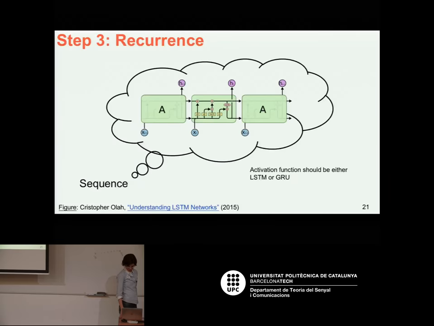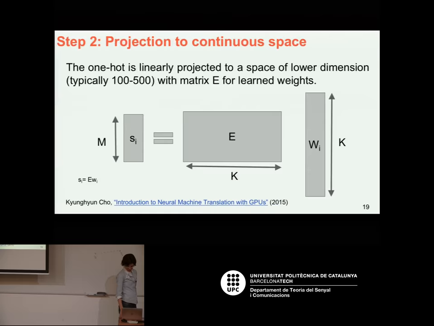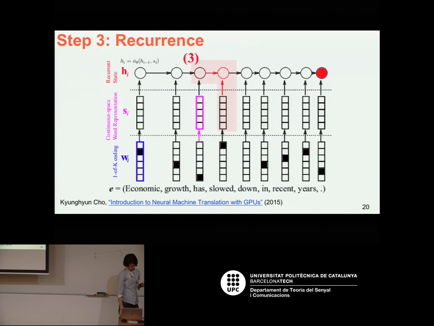Going back, we were here. Once we have done the embedding, what we do is the compression into this vector through the recurrent neural network. Over there you have the formula of recurrency, where it depends on the input word continuous representation and on the previous hidden state.